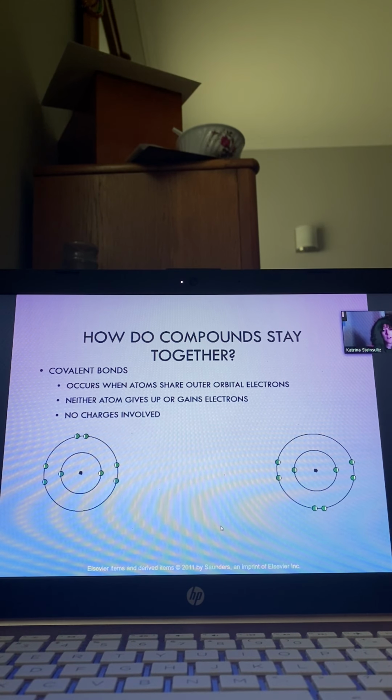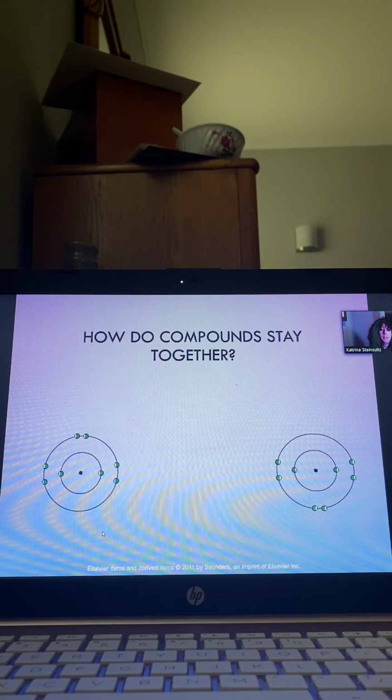And what we have here as an example is we have 2 oxygen atoms. So oxygen has 6 electrons in its outer shell. And truthfully, it wants 2 electrons, and it doesn't care how. So it can share them or it can gain them. It likes to share them more than anything else. So what we get here is they come together.